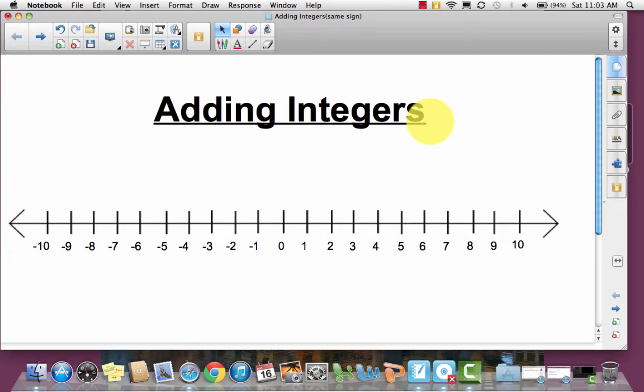In this video, we're going to look at how to add integers when they have the same sign. And I want you to keep in mind an integer is any number that you would find on the number line. So those are all our positive whole numbers, their opposites, and of course 0.